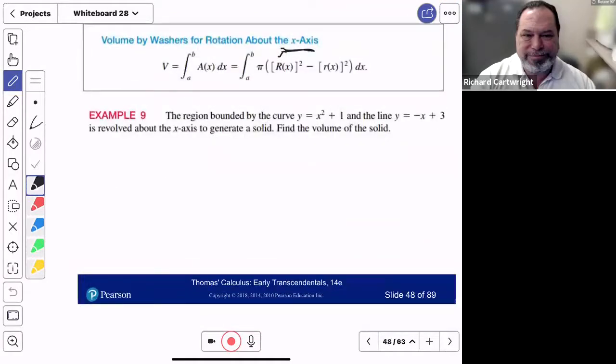All right, number 9. Why am I at number 9 if I just started? Somebody tell me why.